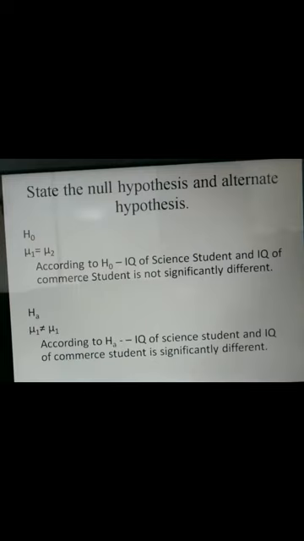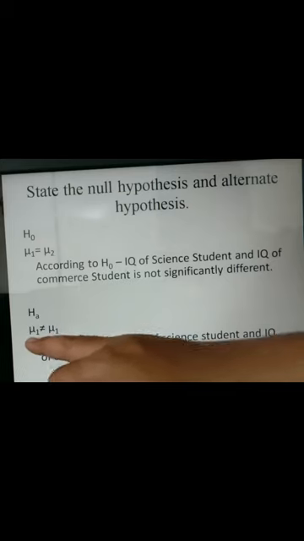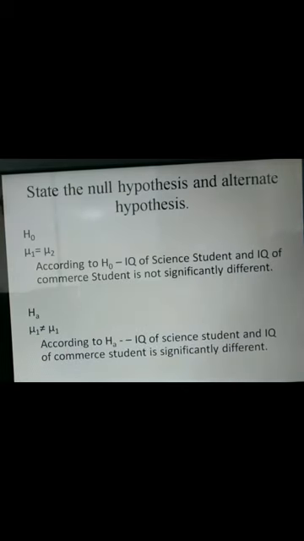Second, we need to formulate the alternative hypothesis, and the alternative hypothesis says exactly the opposite: that those two populations' IQ is not similar. So the IQ of science students and the IQ of commerce students is significantly different. The null is saying they are not different, and the alternative is saying they are different. So we need to see which one is correct. Then choose an alpha level.